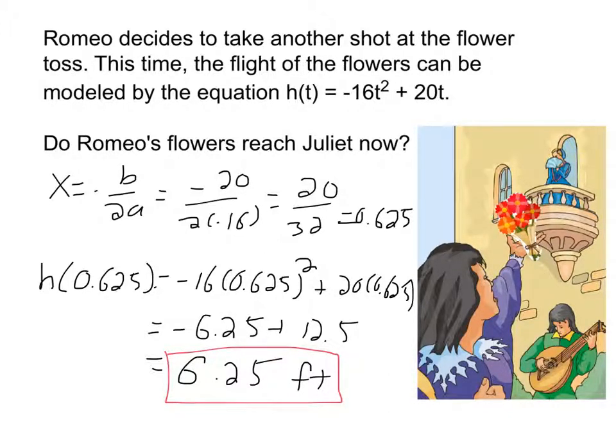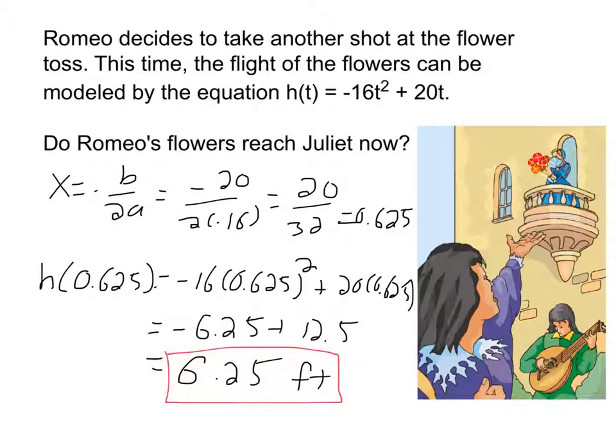So what that means is that Romeo will throw the flowers up, they will go above Juliet's balcony, and then come back and land gracefully in her arms, convincing her that she should change her life forever to be with him. This is the general idea that's happening here.